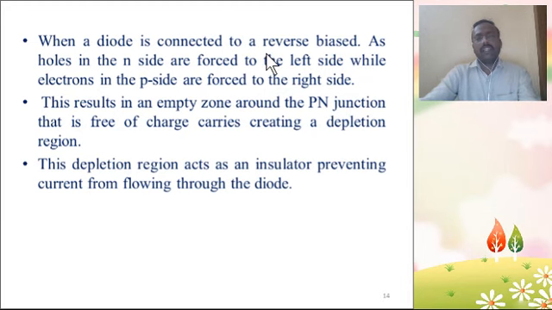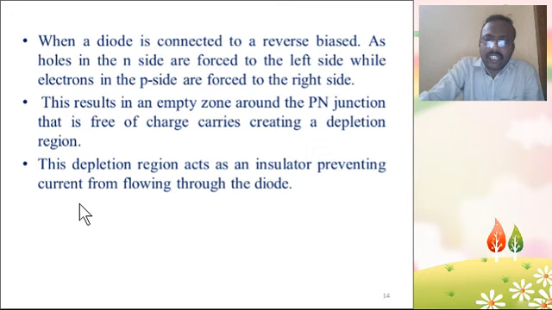When the diode is connected in reverse bias, the holes on the N side are forced to the left side, while the electrons on the P side are forced to the right side. This results in an empty zone around the PN junction, free of charge carriers, creating the depletion region. So this depletion region acts as an insulator, preventing the flow of current through the diode.